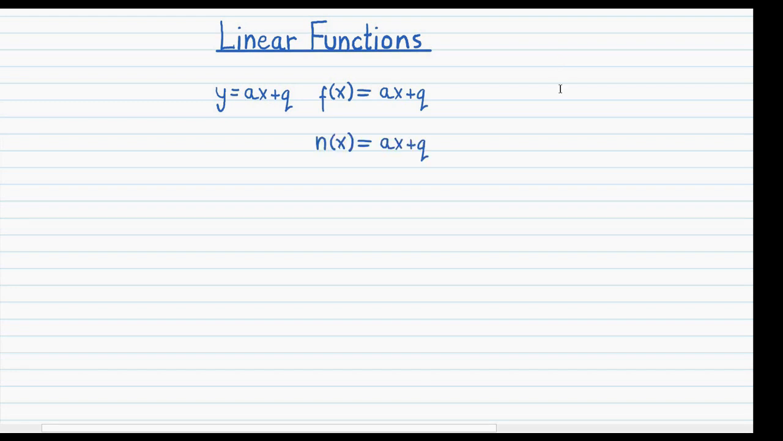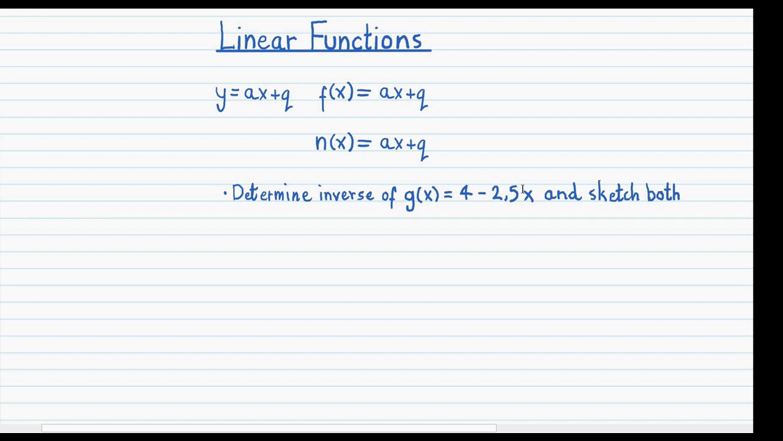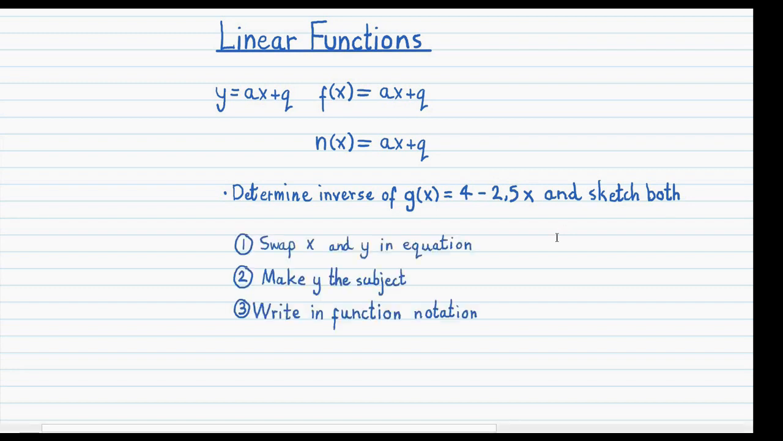Let's look at an example of a linear function. So we have a linear function g(x) = 4 - 2,5x, and we need to determine the inverse of this function and sketch both the function and the inverse. To find the inverse, you just follow the same 3 steps I mentioned in the previous section. First, you have to swap x and y in the equation, so replace every x with the y and vice versa.